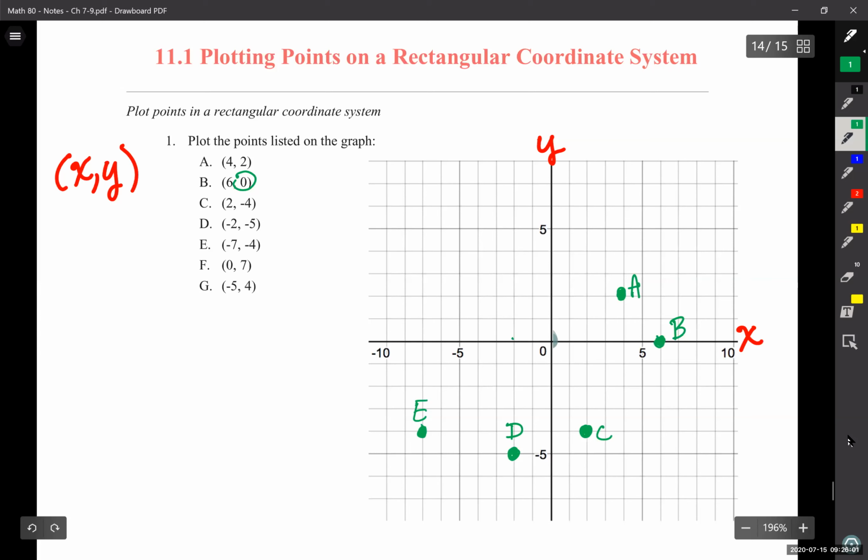Now F has that 0 first. So in other words, we are not moving right or left. All we're going to do is move up 7 because that 7 comes second. So I'm going to go up 5, 6, 7, and that is where F goes. And finally, negative 5, 4. It's nice when you can jump to the numbers already given, so they already show you where negative 5 is. And then I'm going to go up 4, 1, 2, 3, 4, and I'm going to end up with G right here.